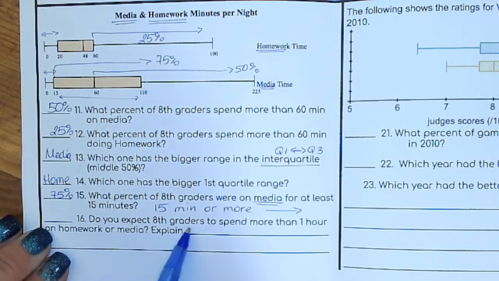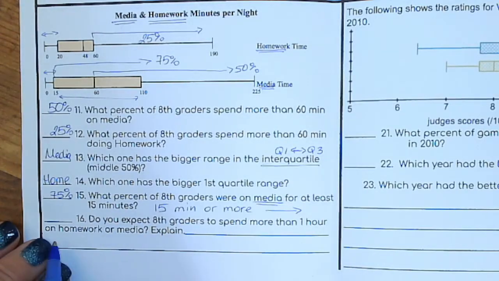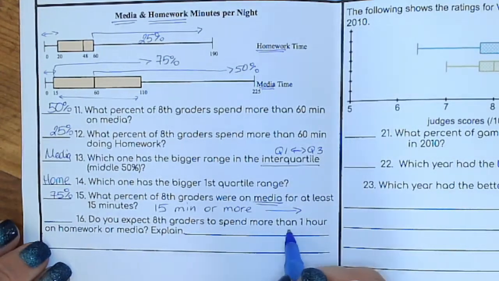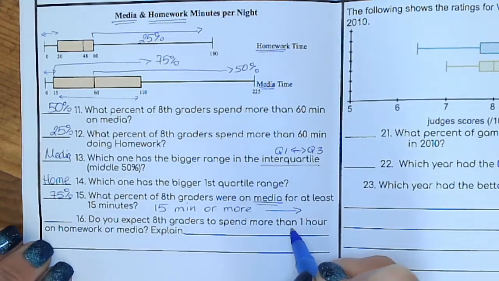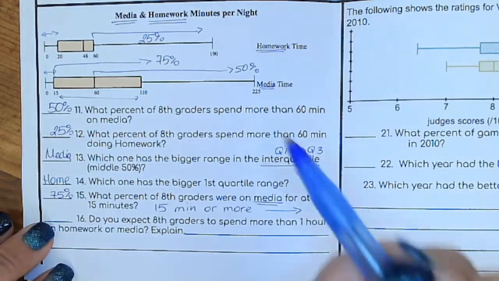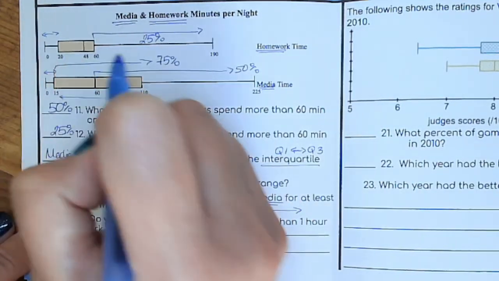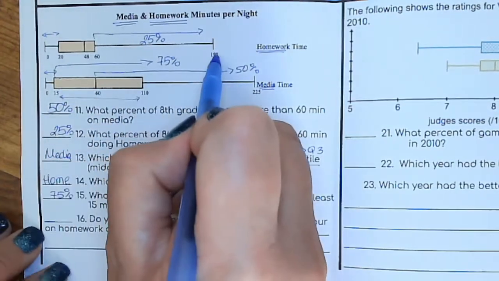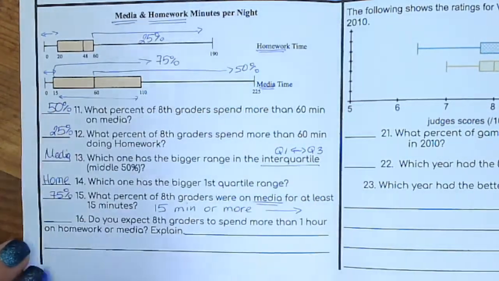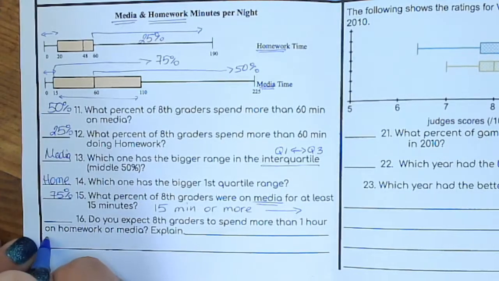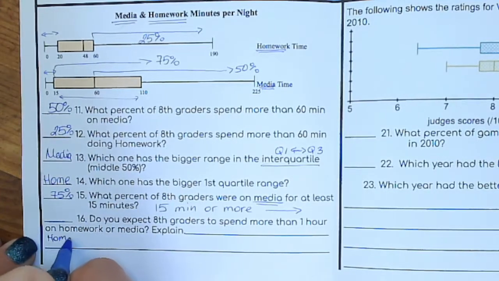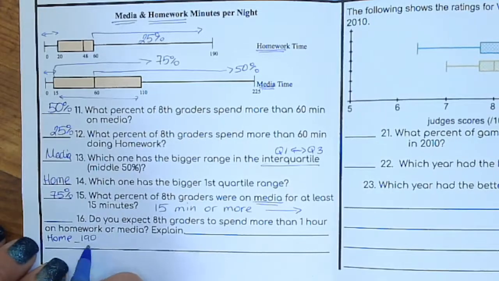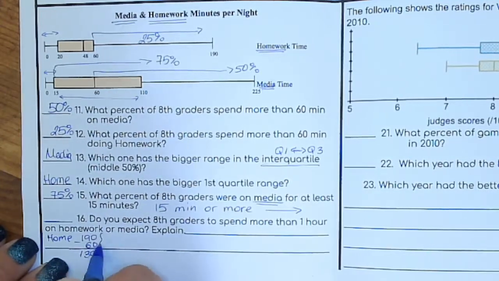Do you expect 8th graders to spend more than an hour on homework or media? So let's see. More than an hour on homework, we have an hour is 60 minutes, right? So on homework we have 190 minus 60. That was 130 minutes spent.